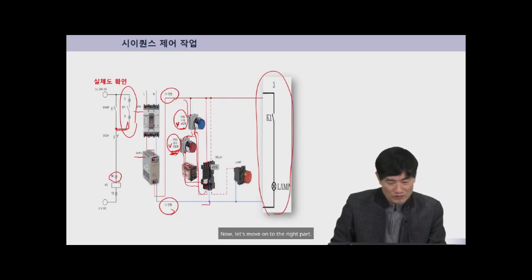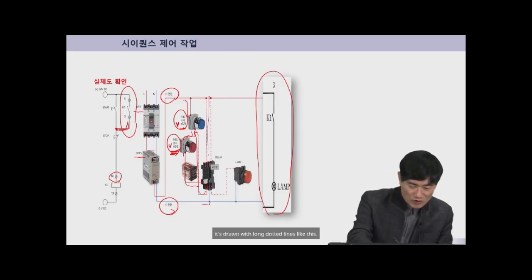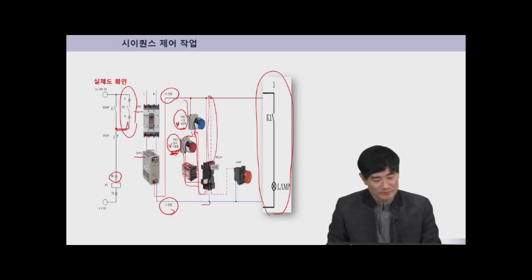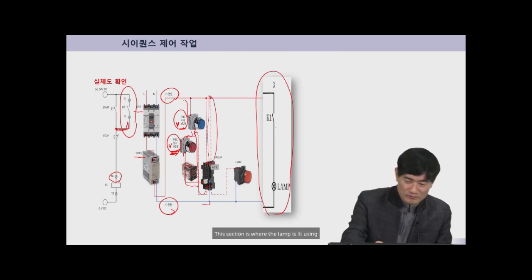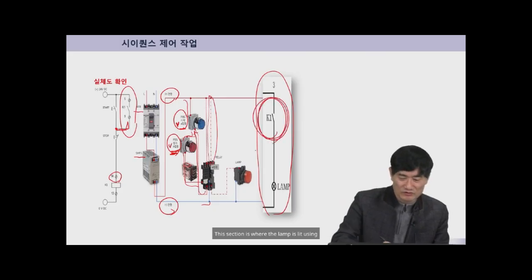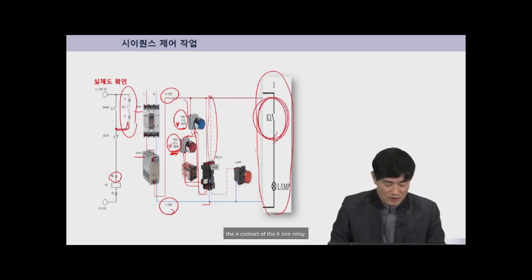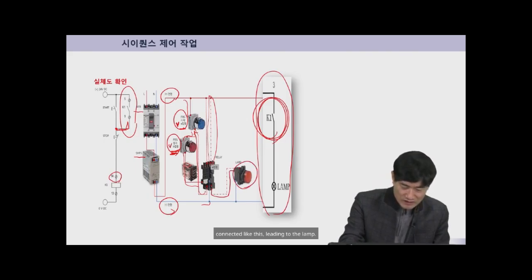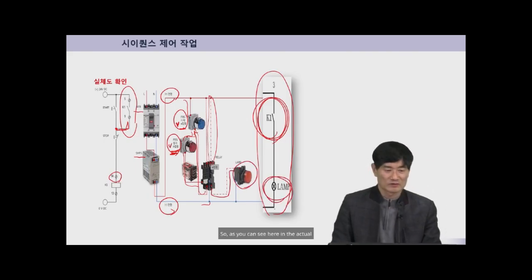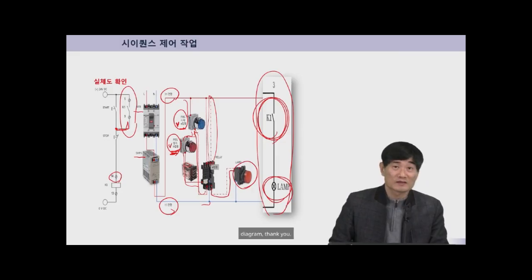Now let's move on to the right part. If you look at the right part, you'll see it's drawn with long dotted lines like this. It's represented as a dashed line. This section is where the lamp is lit using the A contact of the K1 relay. And you can see that the other side is connected like this, leading to the lamp. So as you can see here in the actual diagram.